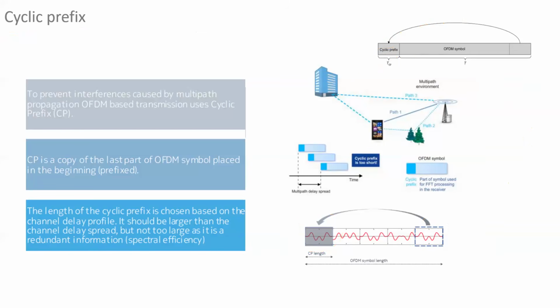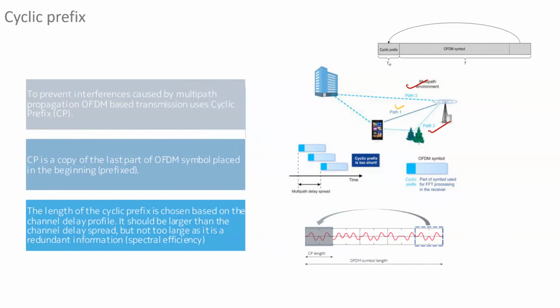Let's understand CP with a similar example we have just discussed. Let's consider this multipath. Here you can see we have three paths. We have path number 1, path number 2, and path number 3.